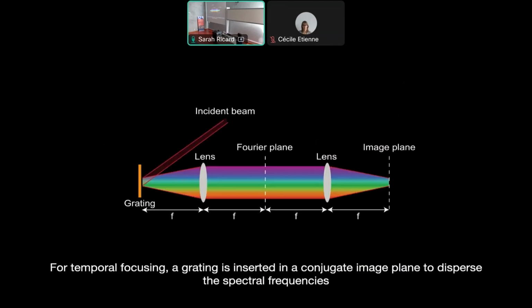And so now, if we place a diffraction grating in a conjugate image plane of our sample, what the diffraction grating does is spread the colors of the beam. It spreads them in all parts apart from the image plane, which is, of course, the image of the grating. So they're recombined here.